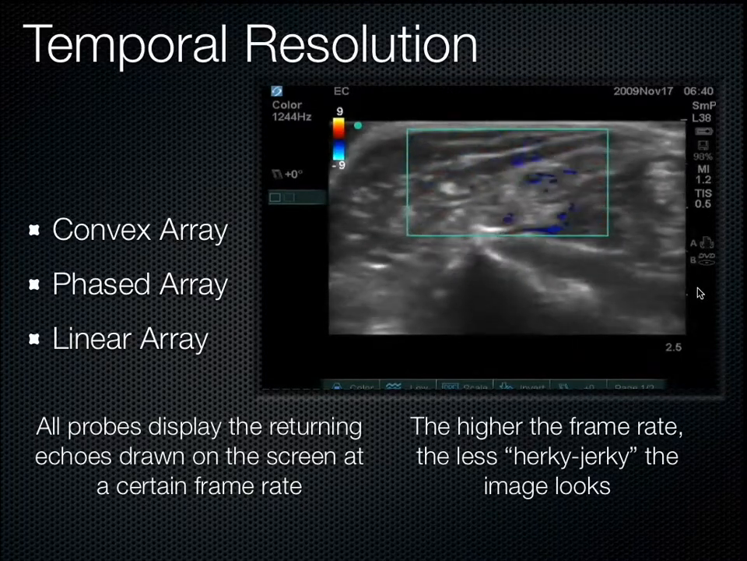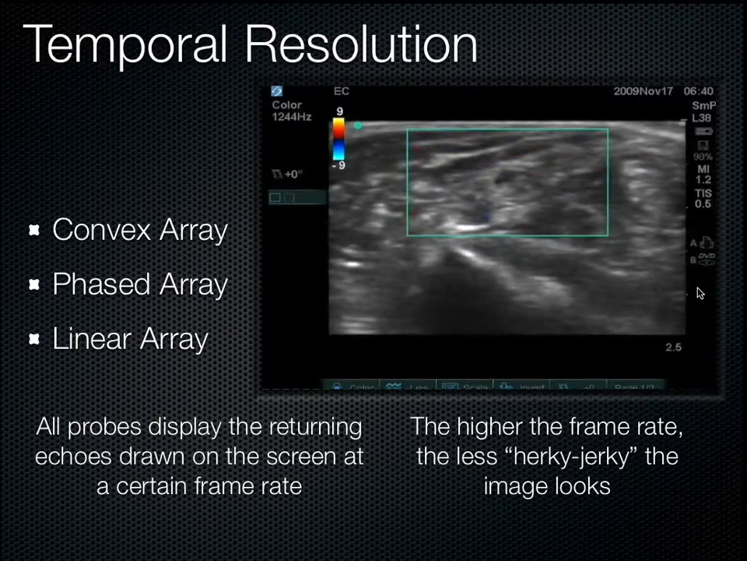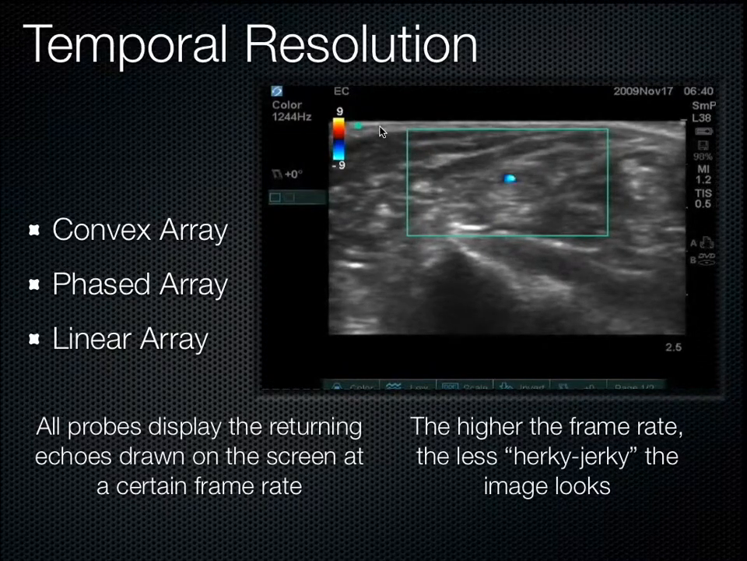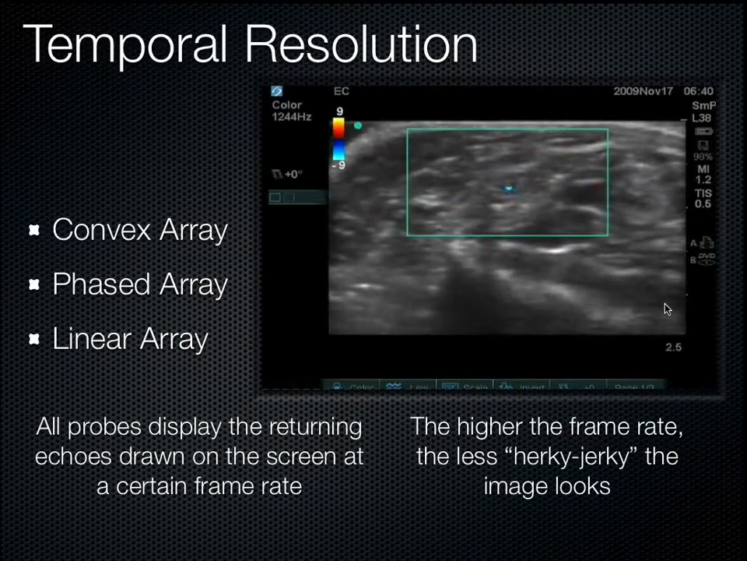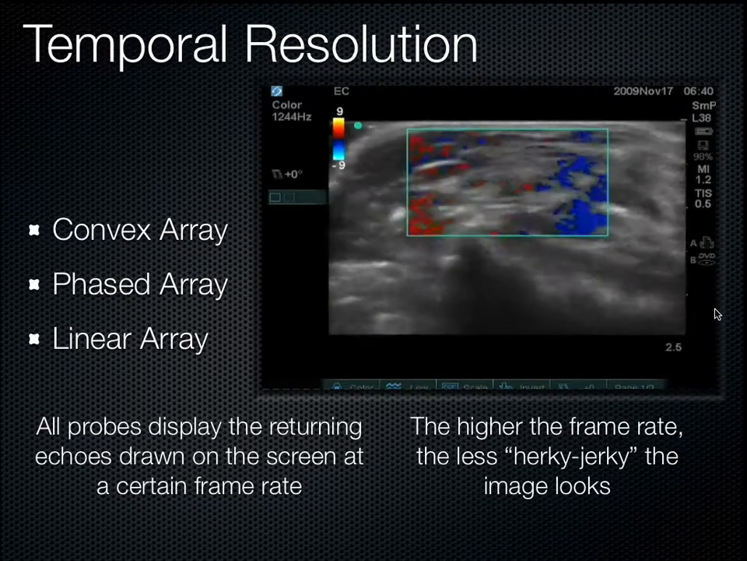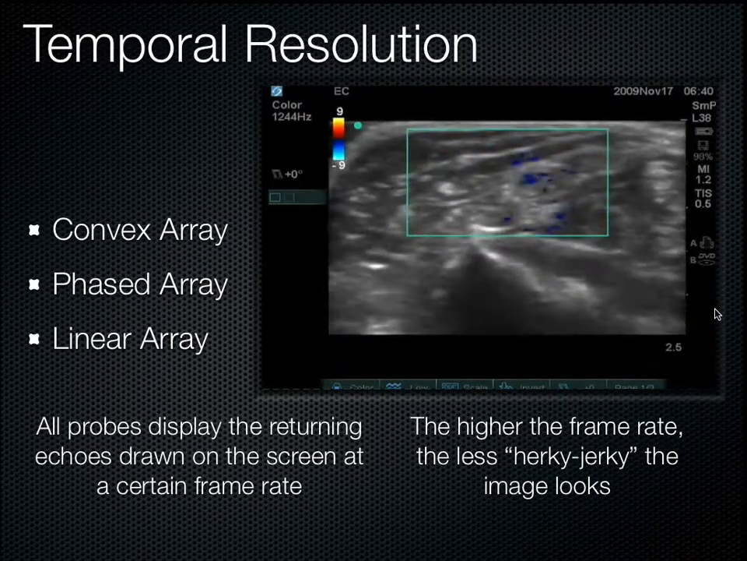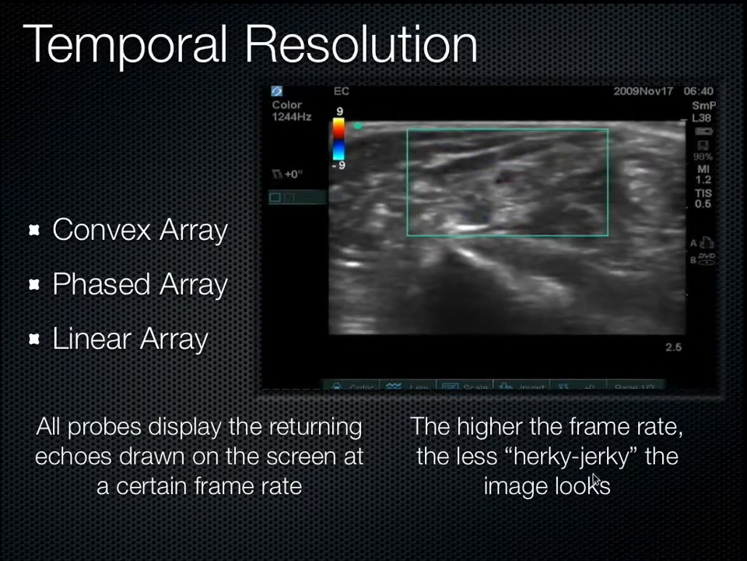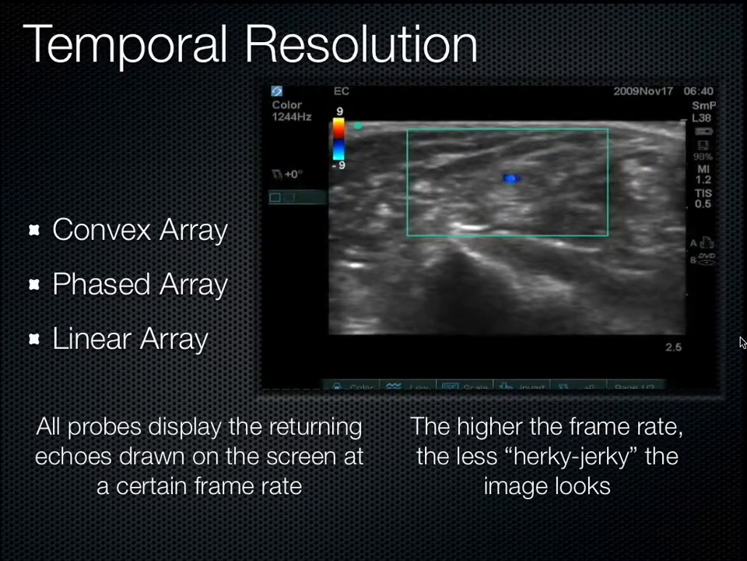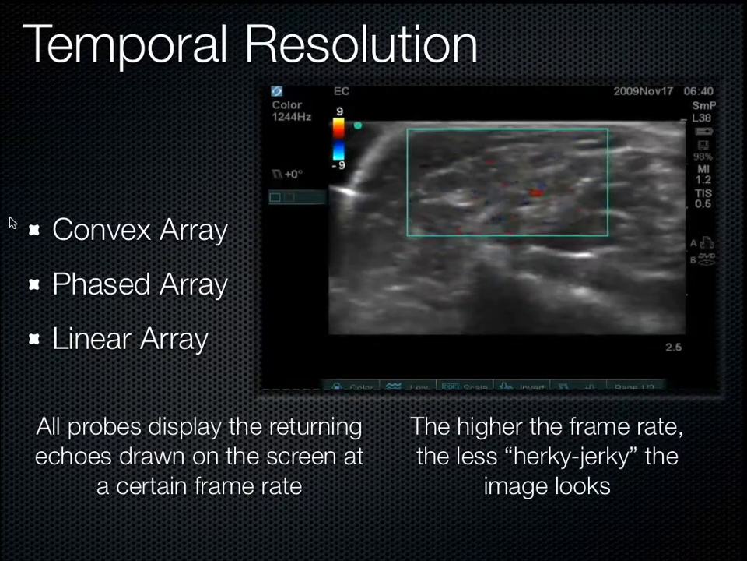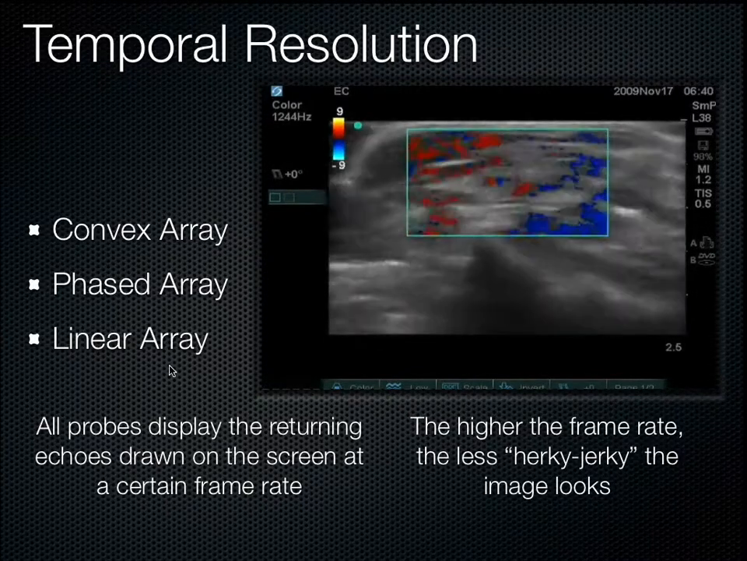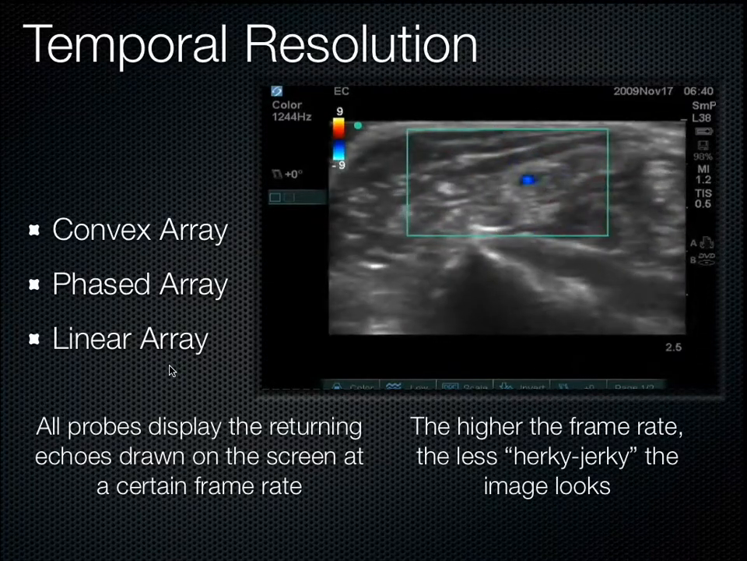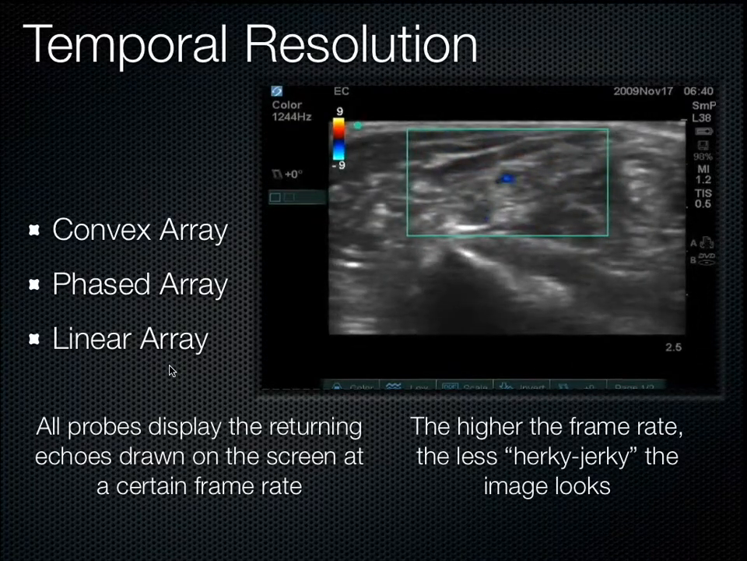Whenever we're working with color flow Doppler, pulsed wave Doppler, or power flow Doppler, in this case color flow Doppler, what we're seeing is a lower frame rate, and when the frame rate drops, the temporal resolution decreases, and the image can look a little bit herky-jerky. It doesn't matter which type of transducer you're using; they all have some decrease in temporal resolution whenever you activate any of the Doppler functions.